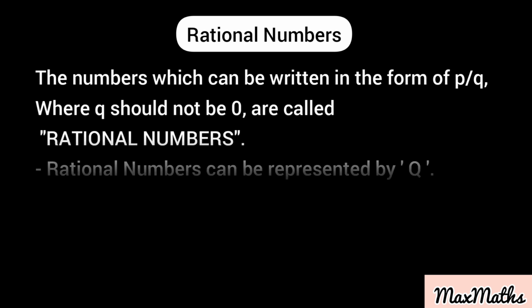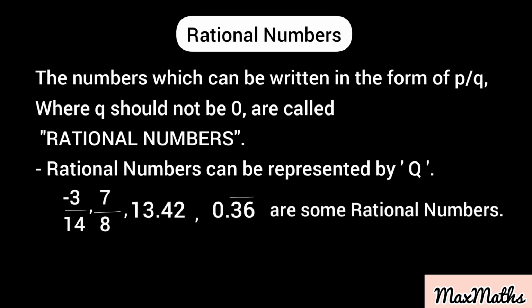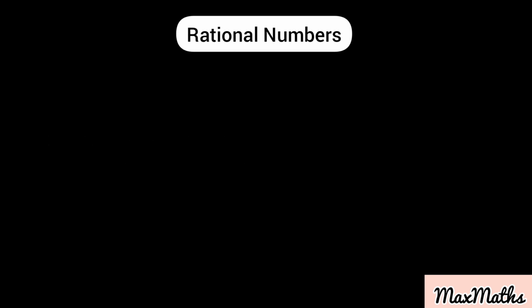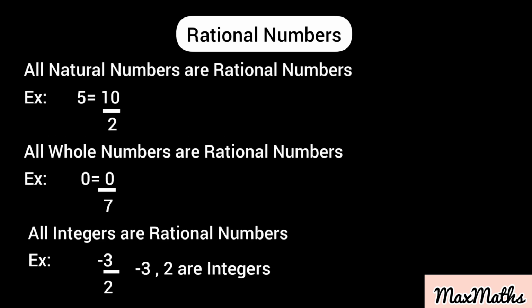Rational numbers are the numbers which can be written in the form of p by q, where the denominator should not be 0. Rational numbers can be represented by a capital Q. These are some examples of rational numbers. Now the question is, which numbers can be written in the form of p by q? We can write natural numbers in the form of p by q. To understand this, let us take a natural number 5. We can write 5 as 10 by 2.